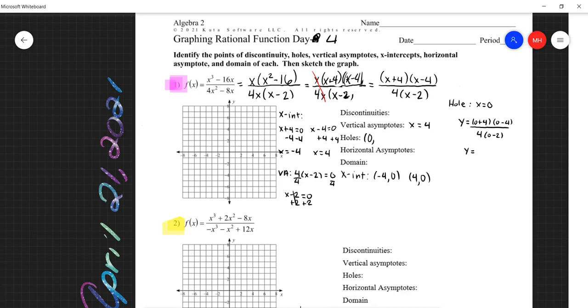Y equals 4 times negative 4 on the top, which is negative 16, over 4 times negative 2, which is negative 8, and this is positive 2. So there is our hole.